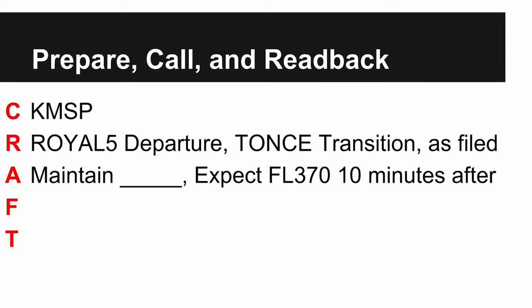So, as we saw before here, cleared to Minneapolis Airport, Royal 5 departure, Taunts transition, then as filed. Maintain 10,000, expect flight level 370 10 minutes after departure. Departure frequency 120.905, squawk 4526. So now, as I said, all we had to do was fill in those 3 numbers because we prepared and knew what was going to be given to us mostly.